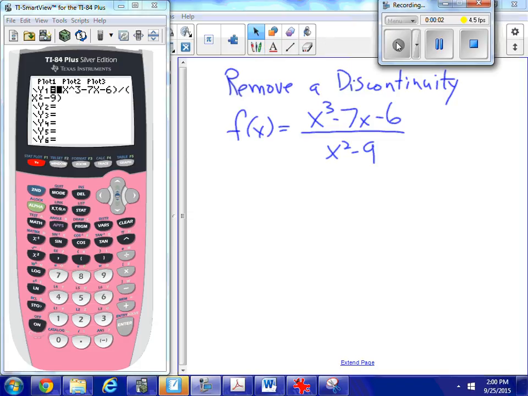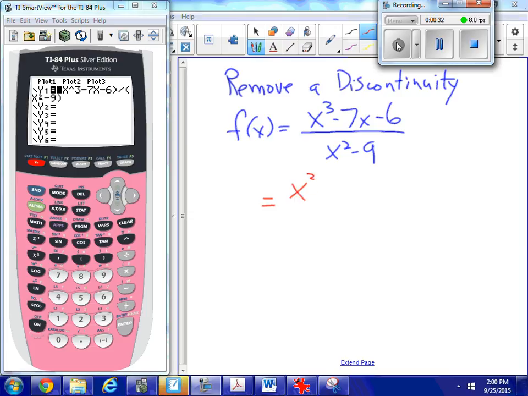This is exploration number 1 on page 81 of your book, but it's a good problem involving a lot of different things on how to remove a discontinuity. So I have this function, and if I'm going to remove a discontinuity, I kind of got to see where it might be. So what I'm going to do is graph it. Before I graph it, I'm going to first do any kind of factoring that I possibly can. So I'm going to factor this.